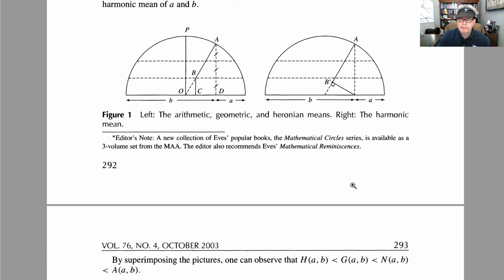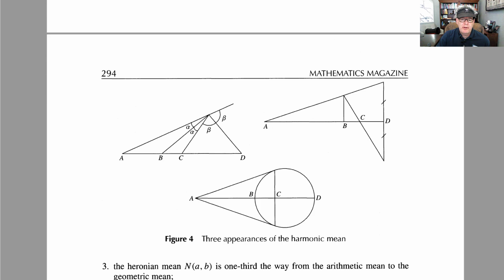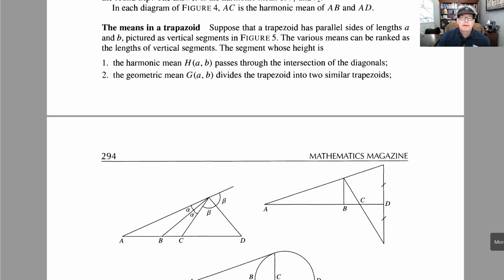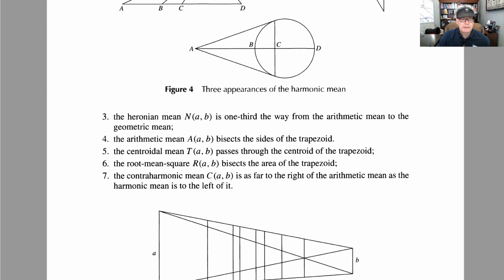Again, we looked at this before, but we'll take a quick look again. Those means we just saw are kind of neat in the trapezoid. The harmonic mean will pass through the intersection of the diagonals. The geometric mean divides the trapezoid into two similar trapezoids. Let's look at the trapezoid here.